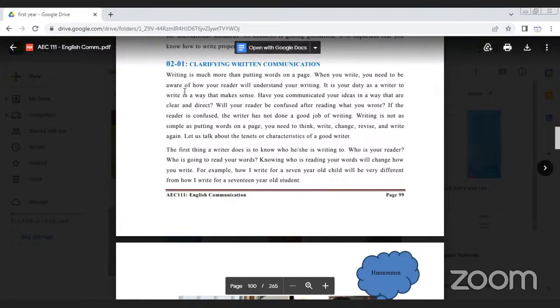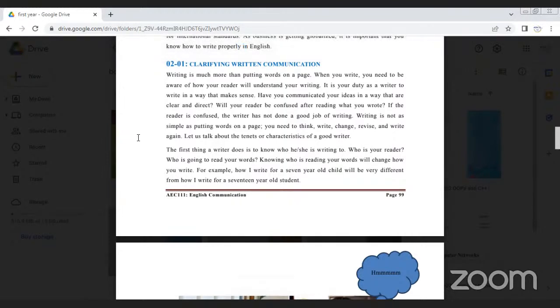Let's first see 2.1, clarifying writing communication. Writing is much more than putting words on a page. When you write, you need to be aware of how your teacher will understand your writing. It is your duty as a writer to write in a way that makes sense. You have to write grammatically correct sentences. Have you communicated your ideas in a way that is clear and direct? Will your reader be confused after reading what you wrote?